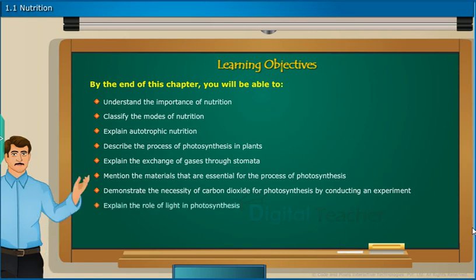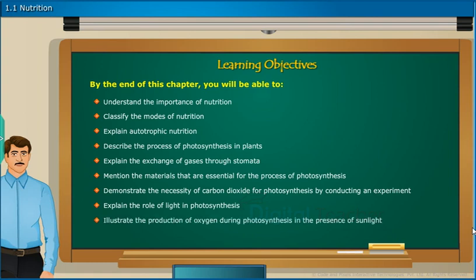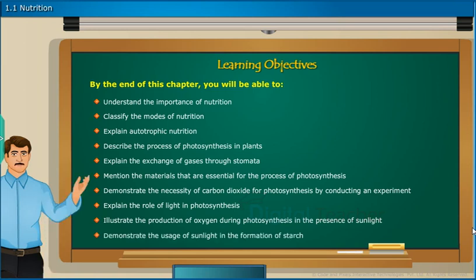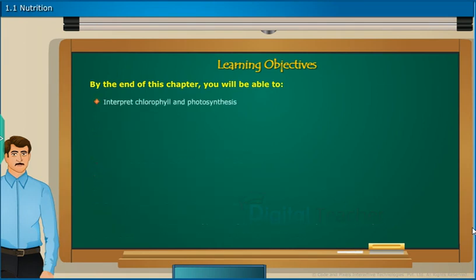Explain the role of light in photosynthesis. Illustrate the production of oxygen during photosynthesis in the presence of sunlight. Demonstrate the uses of sunlight in the formation of starch. Interpret chlorophyll and photosynthesis. Illustrate the mechanism of photosynthesis.